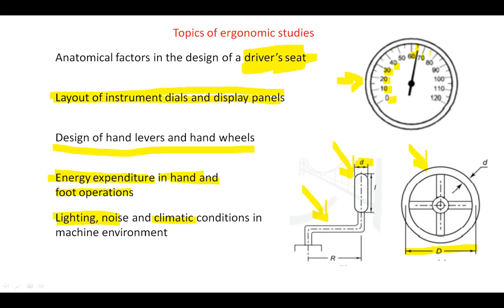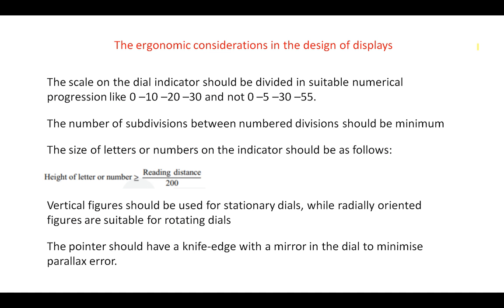It is very easy. But suppose instead of 60 here is 30, and instead of 70 here is 80, and after 80 there is 120. So this progression is not uniform. It is very difficult for a user to understand what is the exact reading. So the first point you have to consider is that the progression should be like 0, 10, 20 in this fashion only.